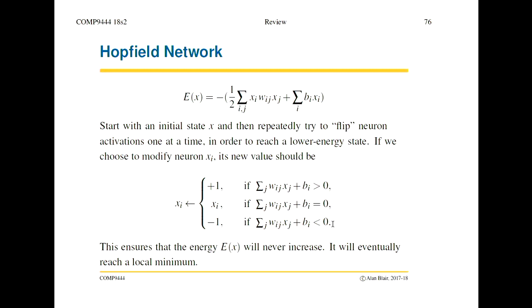So the update can be either synchronous or asynchronous. If it's synchronous, you update everything at once. If it's asynchronous, you update them one by one randomly. But you always pick one particular xi, and you ask yourself, well, could I lower the energy by changing the value of this xi? And if you can lower the energy, then you change it.